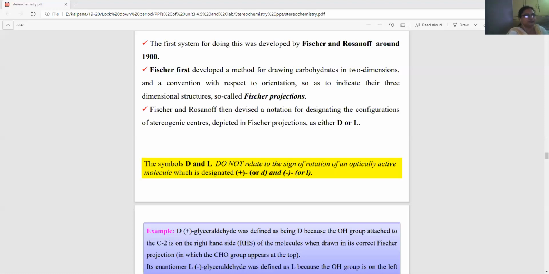E2 is an anti-elimination, that is stereospecific. So this is about conformational analysis of N-butane, in which the totally eclipsed one has the highest energy, around 5 kilocalories. Then you have the eclipsed ones, that is 3.6. And then you have the gauche, that is 0.9 kilocalories.